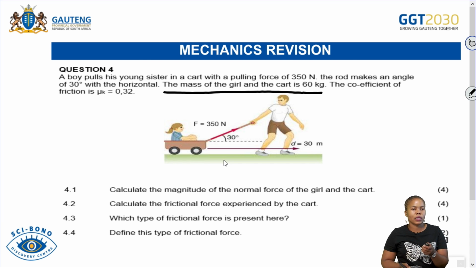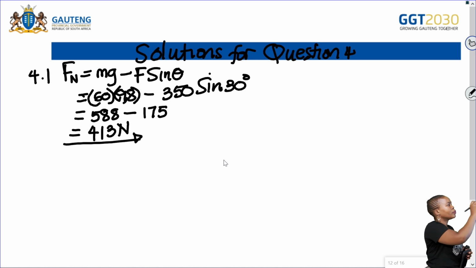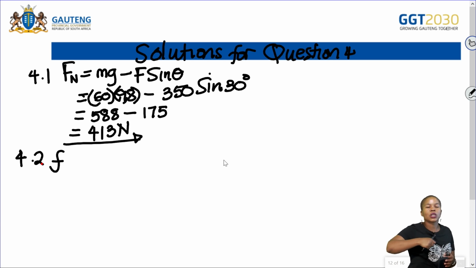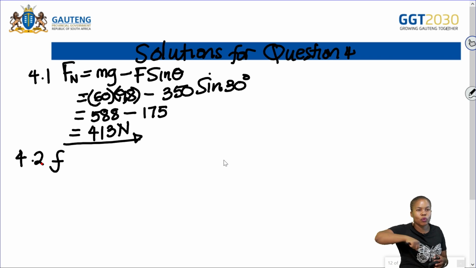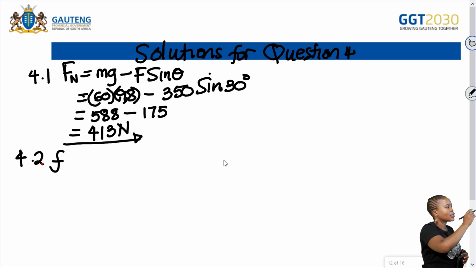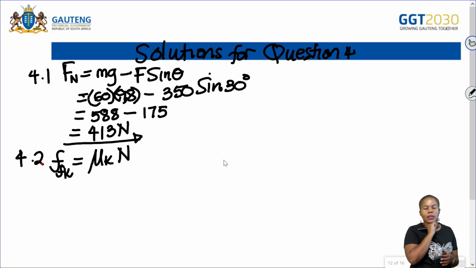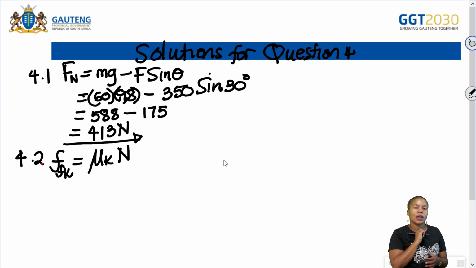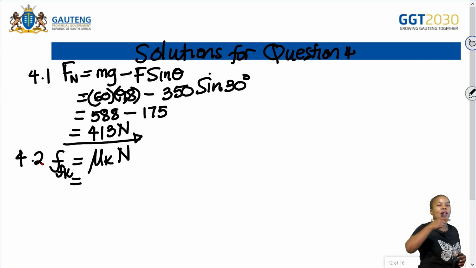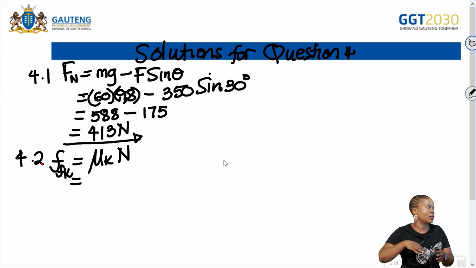Then, calculate the frictional force experienced by the cart. That is our 4.2. For the frictional force, because now the boy is actually able to pull and move with his sister, it's going to be Ffk equals mu k N. In this case, we already have the normal force, so we don't need to calculate it first.